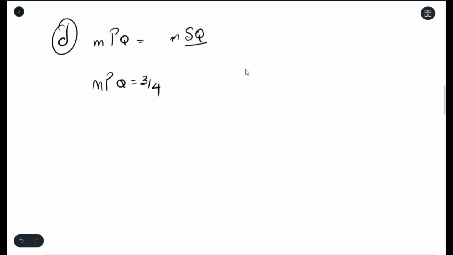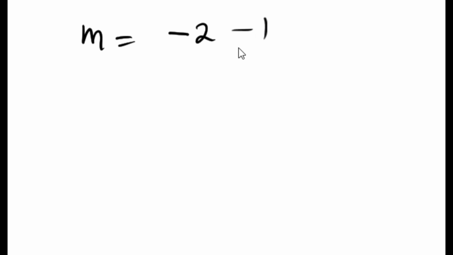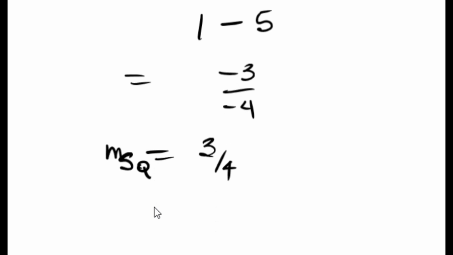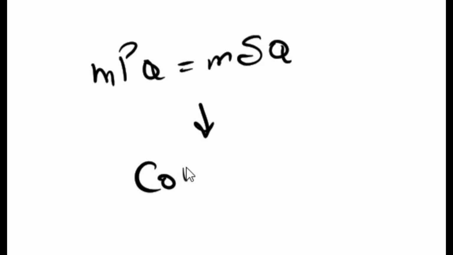So writing this out. As you can see, the gradient of SQ is also 3/4. Now, since both of them are equal, then we can say that they are collinear.